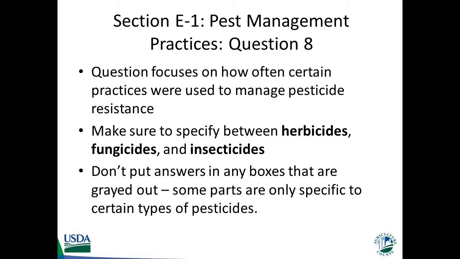For example, if the operator did not apply any fungicides to the vegetable fields, then the questions associated with fungicides should be left blank. Also, don't just put any answers into any of the boxes that are grayed out. Some of the questions, like Part D, which looks at planting disease-resistant cultivars and rootstocks, is only relevant to the fungicide column.